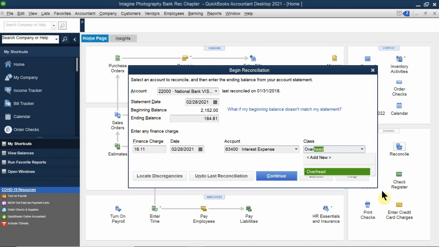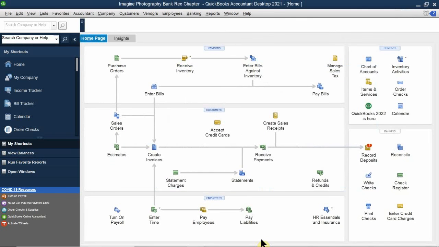And what is this for? Well, my credit card is used for both locations. So again, similar to the bank reconciliation, except this time I don't have bank fees or interest collected. I only have interest that's being charged because it's a credit card. So once everything looks good, I'm going to go ahead and click continue.